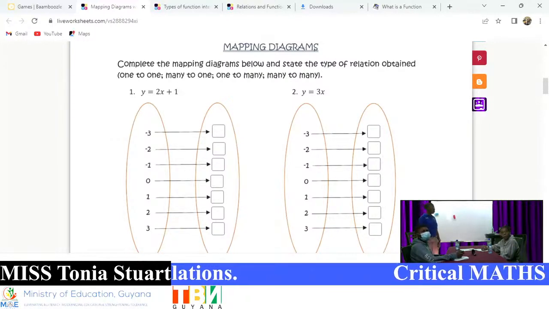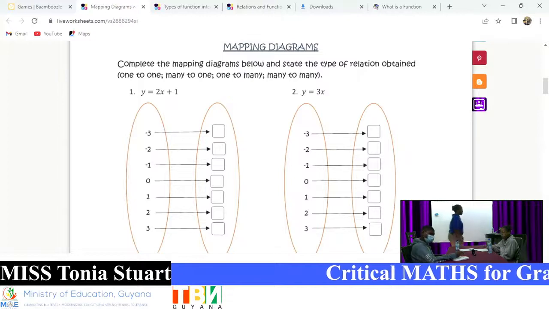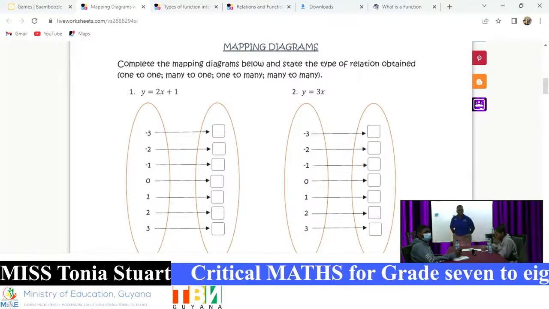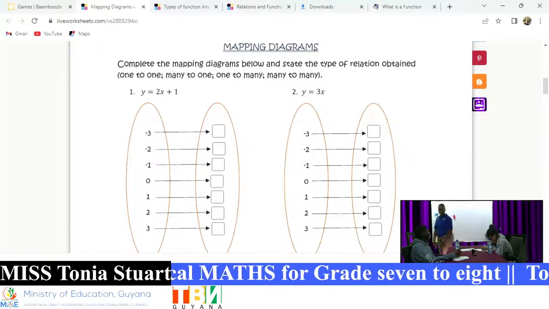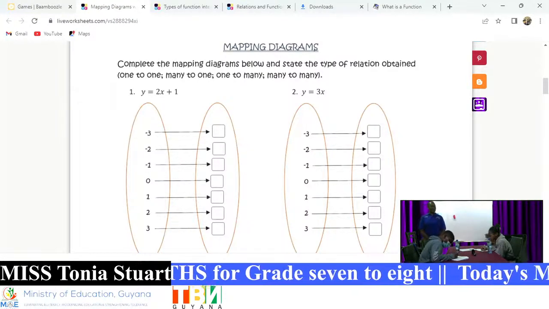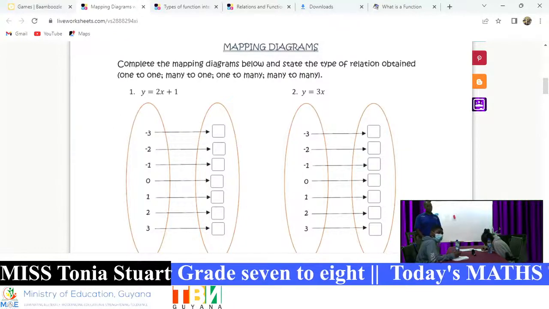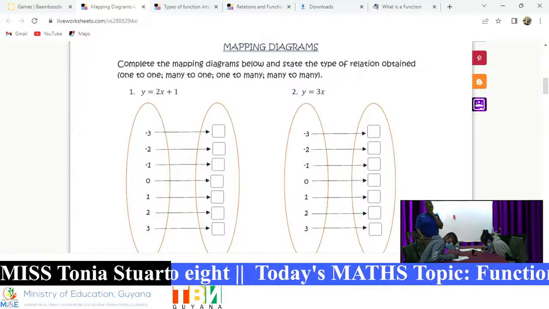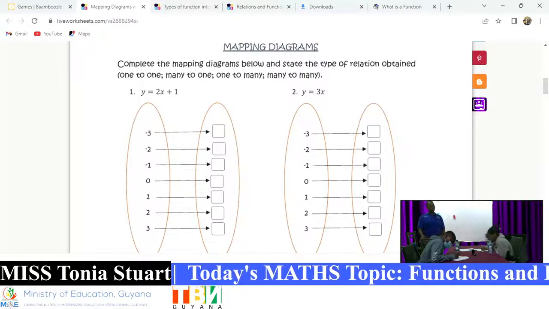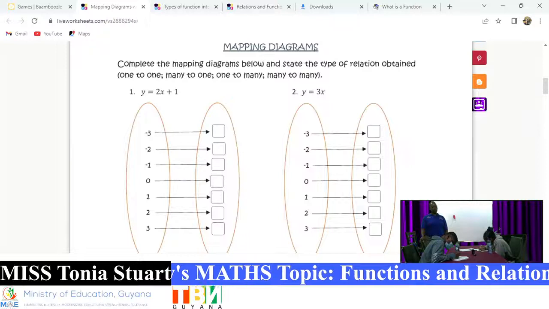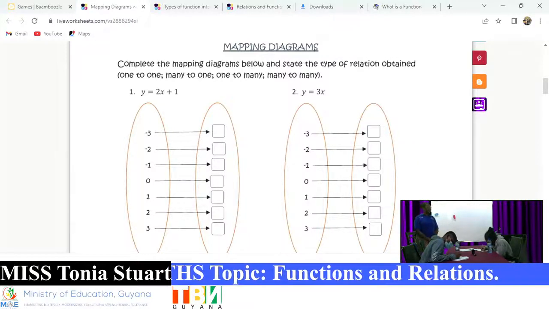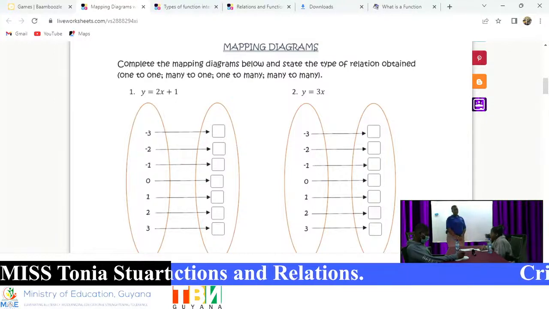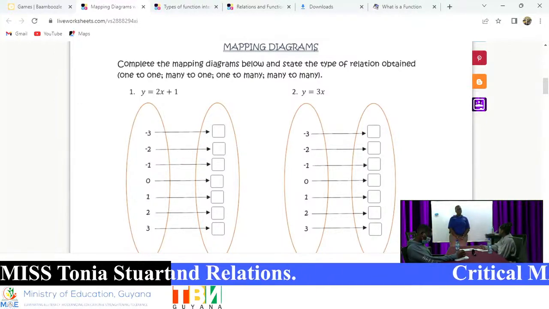-3. So y is equal to 2 multiplied by -3 plus 1. Write it, and then give me your answer. 2 multiplied by -3 plus 1. 2 threes? 6. Is it a negative or a positive 6? Negative. Yes, because it's 2 multiplied by -3.